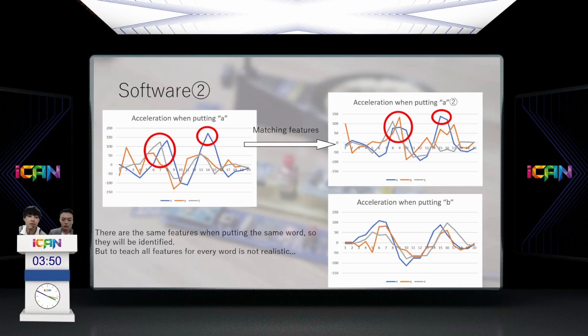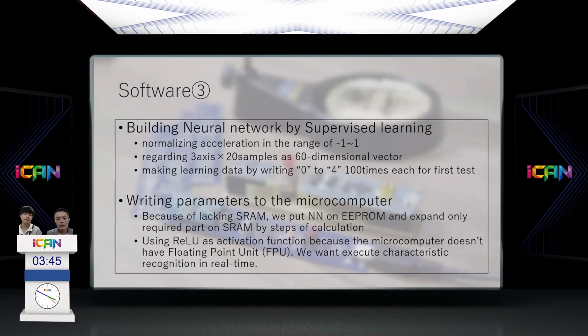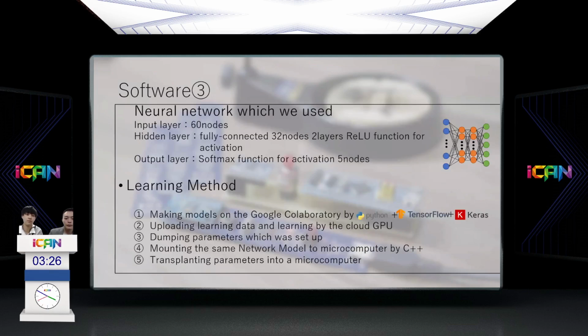But how do we teach many complex features for all characters? We decided to use a neural network. We needed some breakthrough to transplant it onto a microcomputer with limited resources. For a fast prototype, we made learning data for 5 characters: 0, 1, 2, 3, and 4. We wrote each 100 times. We made a neural network like this. It has two hidden layers of fully connected 32 nodes and a wave function as the activation function.